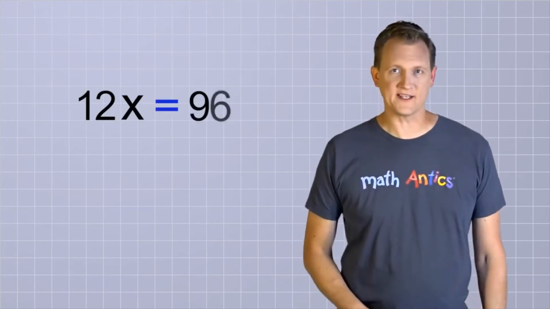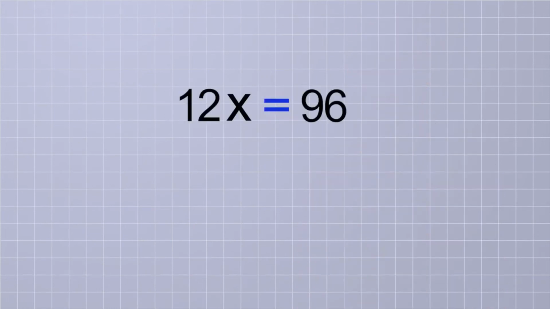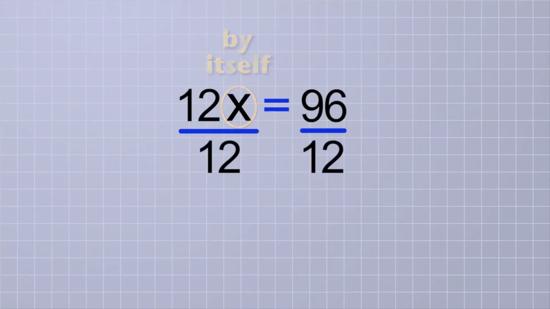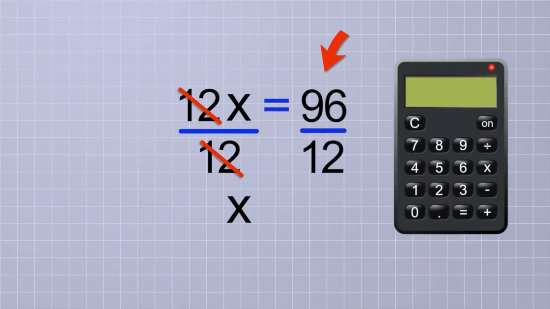12x equals 96. In this problem, the unknown is being multiplied by 12. So to get the x all by itself, we're going to need to divide both sides of the equation by 12. On the first side, the 12 on top and the 12 on bottom cancel out, leaving just x on that side. And on the other side, we need to divide 96 by 12. You might be able to do that by memory, but if not, you can use a calculator to divide.